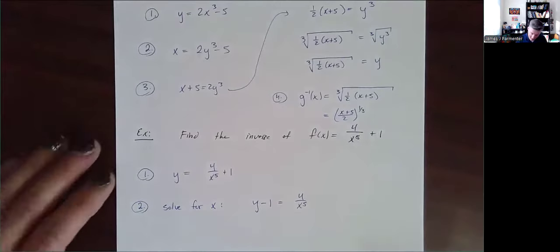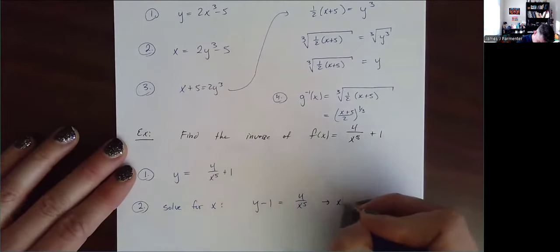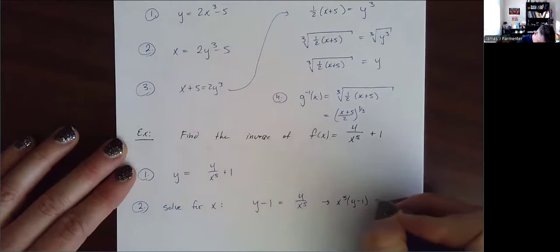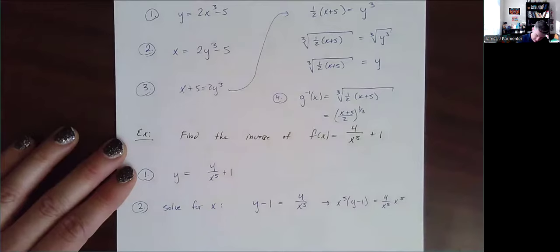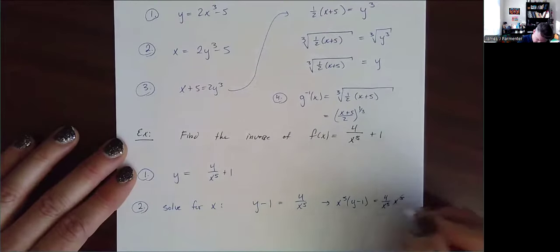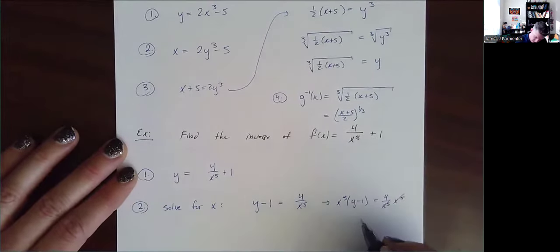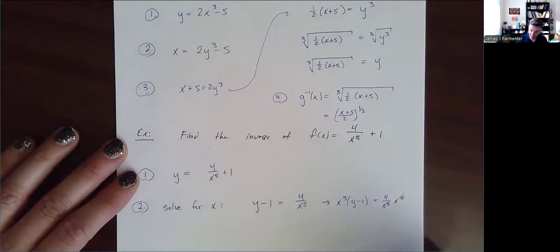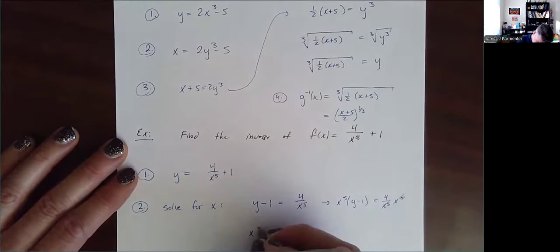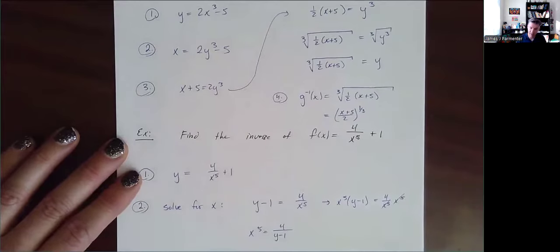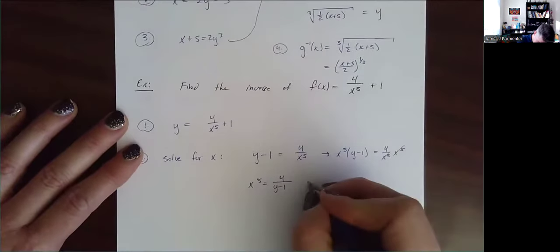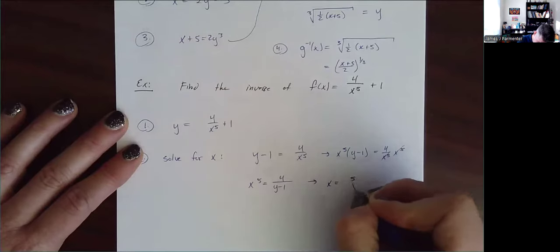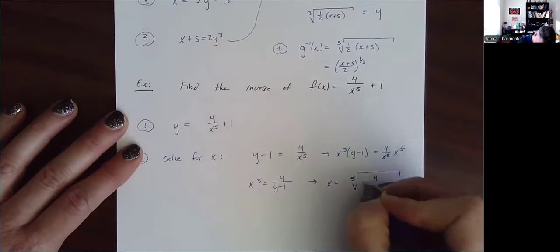Multiply both sides by x to the 5th. So we're going to have x to the 5th times y minus 1 equals 4 over x to the 5th times x to the 5th. And the whole reason we did that was to get rid of the denominator, because those x to the 5ths divide to 1. And then, I'm trying to solve for x here, so I'm going to divide both sides by y minus 1. So then x to the 5th equals 4 over y minus 1. And then finally, take the 5th root of both sides, so that x is equal to the 5th root of 4 divided by y minus 1.